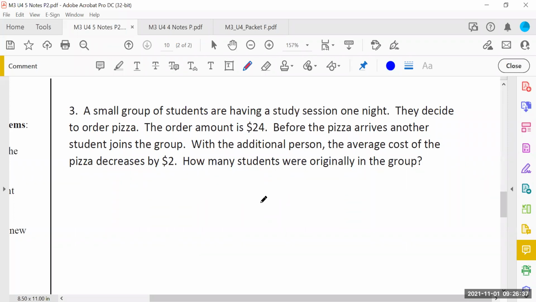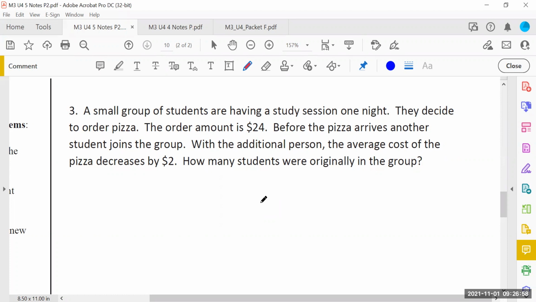So this one, notice how it's different than the other one. This is a group that's sharing some kind of task, some kind of amount. But then the price changes, the amount that they each have to contribute changes when the number changes. So either some people come or some people leave.